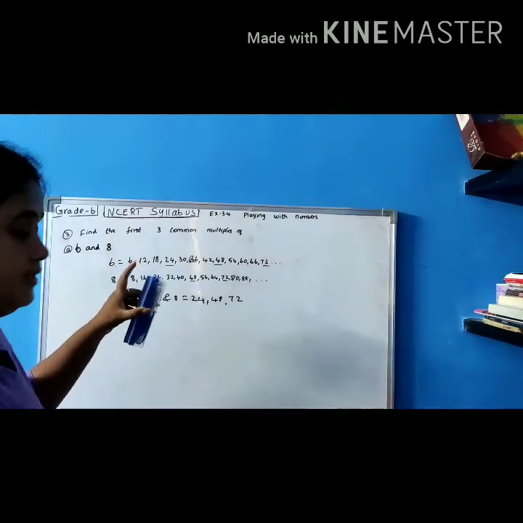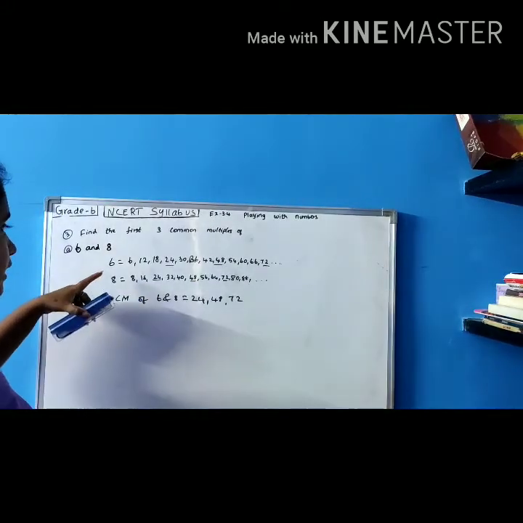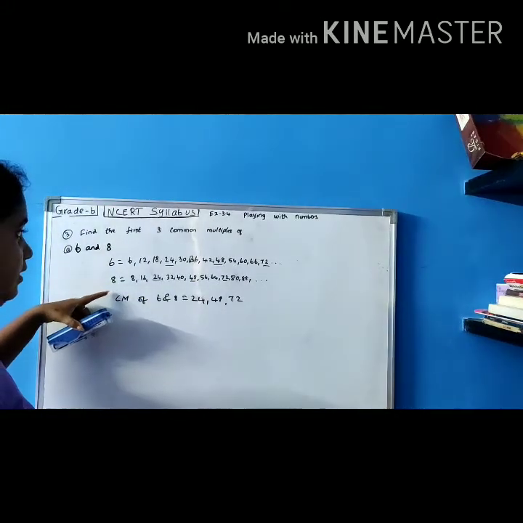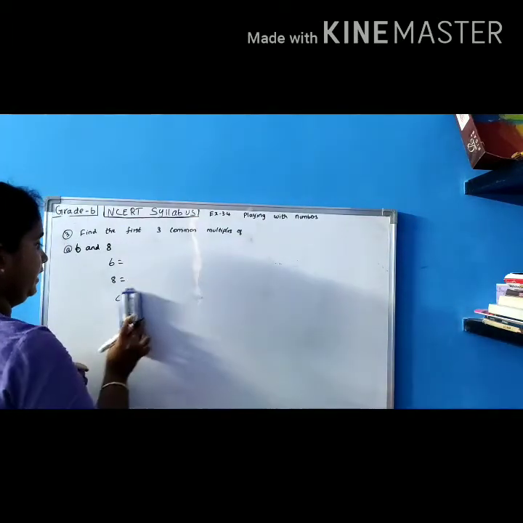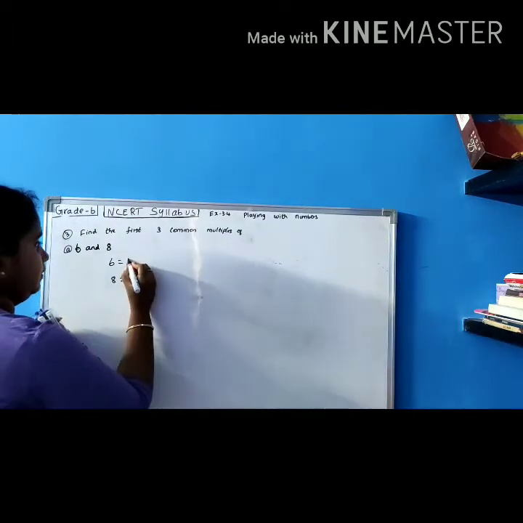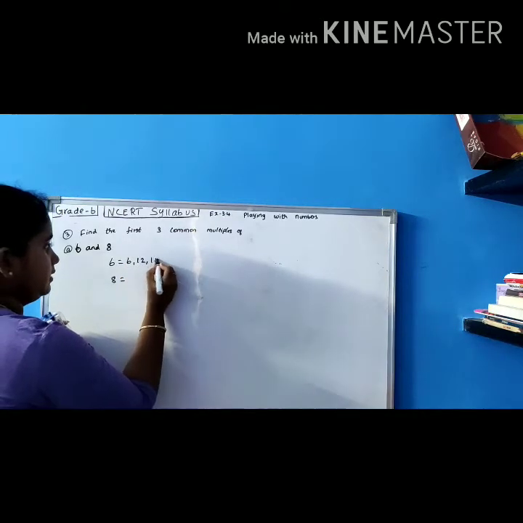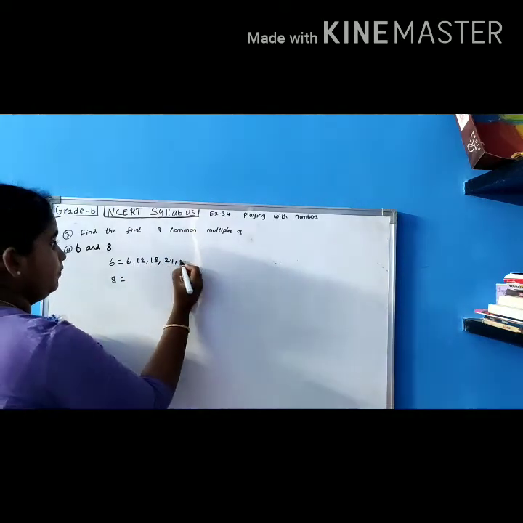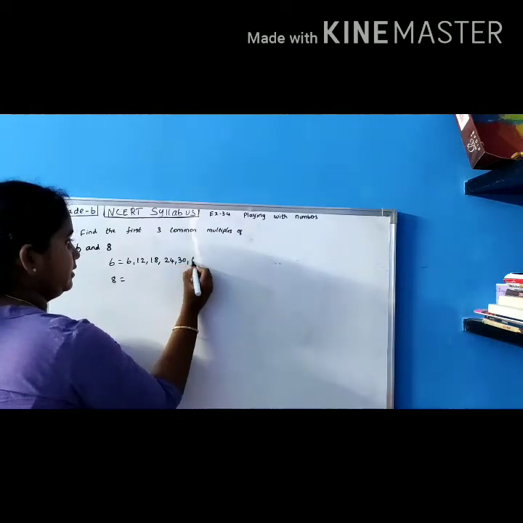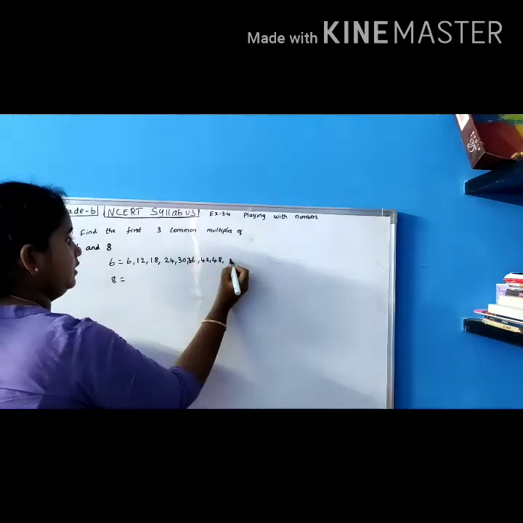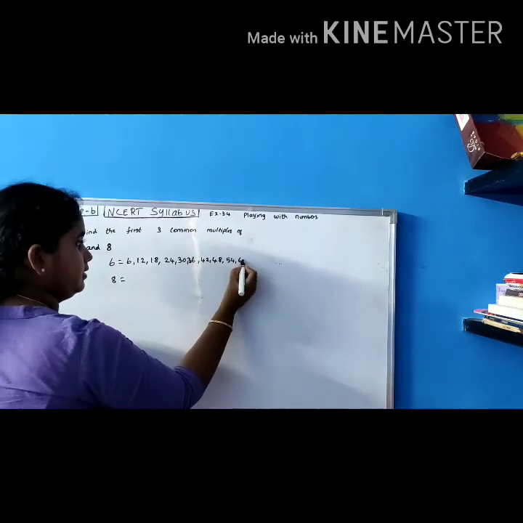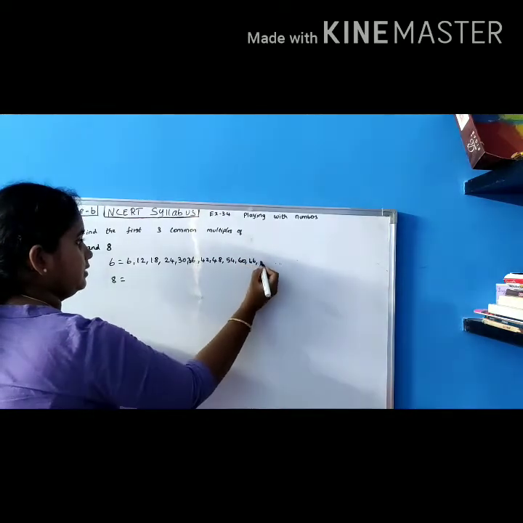We have to find the first 3 common multiples of 6 and 8. For that I have written the 6 table and 8 table. For the 6 table, how will you write? I'm writing again. 6 table. 1 6 is 6, 2 6s are 12, 3 6s are 18, 4 6s are 24, 5 6s are 30, 6 6s are 36, 7 6s are 42, 8 6s are 48, 9 6s are 54, 10 6s are 60, 11 6s are 66, 12 6s are 72 and it goes on.